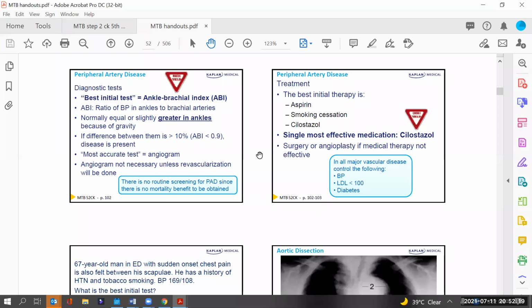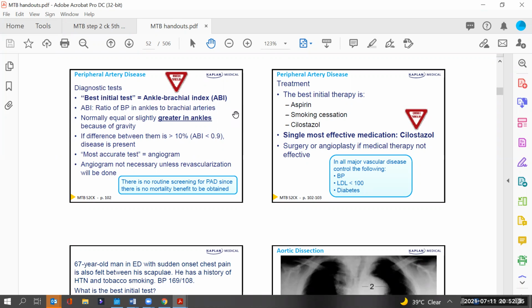Doctor, please repeat this point. Which point? The last one, the ankle brachial index. See, the whole blood supply to the lower limb is decreased, right? So you have to compare.